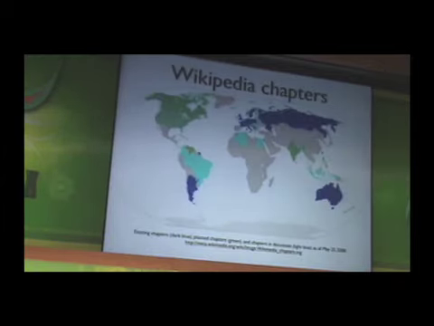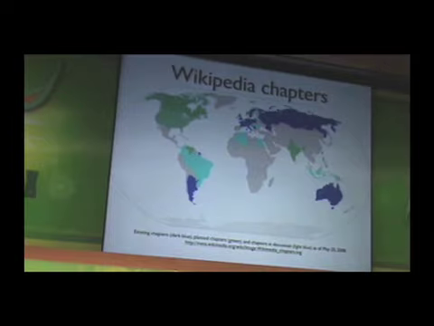Let's look at another amazing global organization, Wikipedia. In the dark blue, you can see chapters that have already been established. And in the light blue, that's chapters in discussion. And the green, I've forgotten, I have no idea. But the point here is to look at those areas that haven't been locally translated.